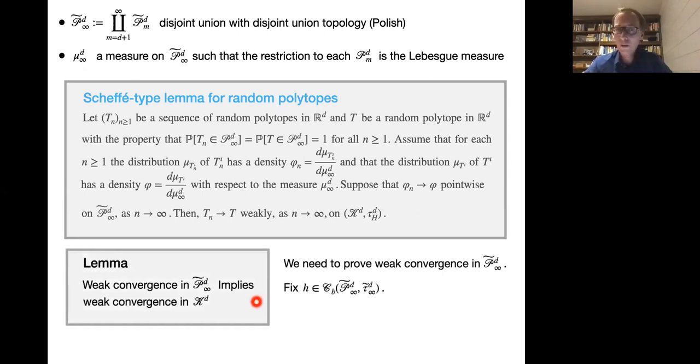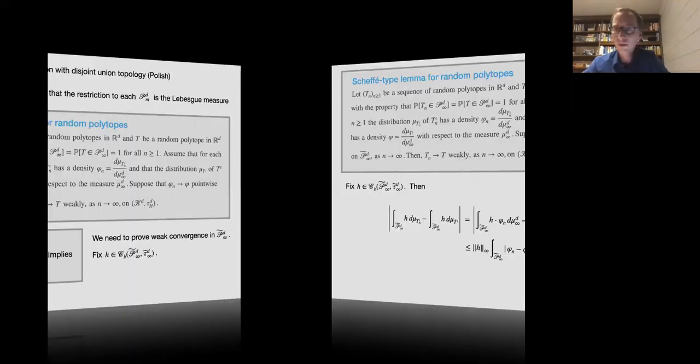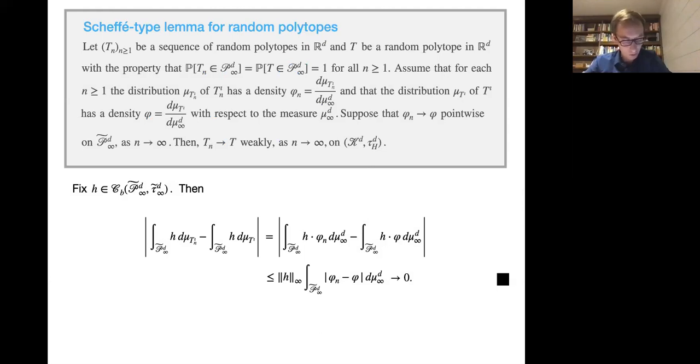Well, this is just a lemma that I have shown to you before. This is just a direct corollary of the continuous mapping theorem. And what we need to prove is now weak convergence of these random polytopes. So what we have to take is a bounded continuous function on the space of vertex representations of polytopes and prove that the expectation of h of Tn converges to the expectation of h of t. This is just the definition of weak convergence. And this is extremely easy once you have all the notation and notions together.